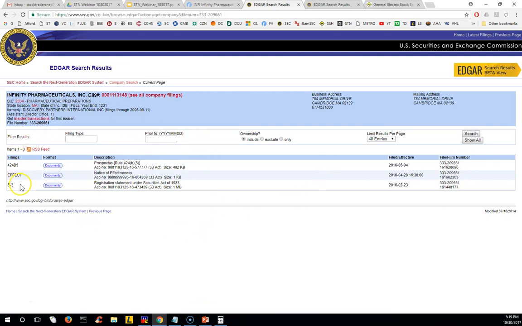I can tell you that the company registered this statement on February 23rd, 2016. Approximately 2 months later, on April 28th, the SEC then effected that registration statement. And then, about a week and a half later, the company then PR'd a portion or all of that registration statement. Now let's get into the specifics of our example in INFI.